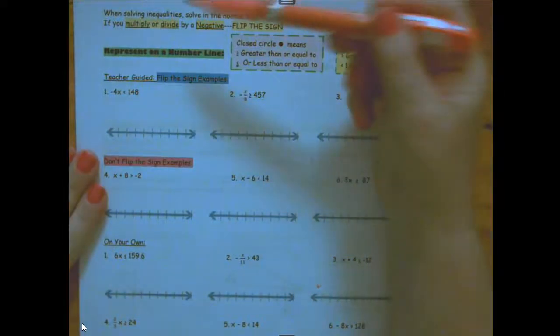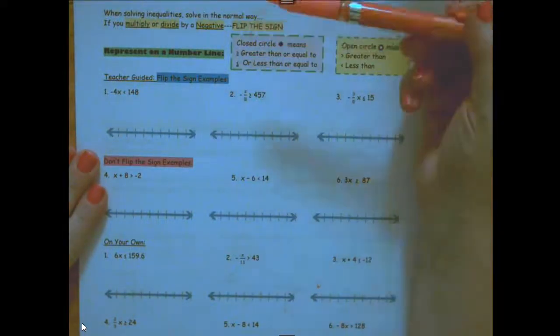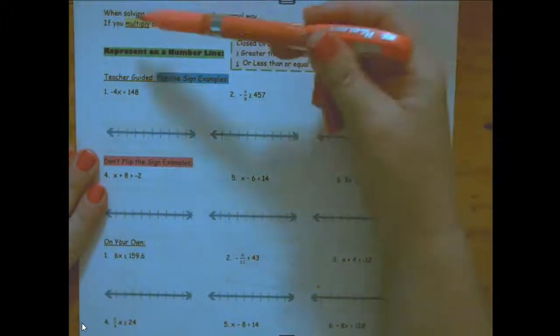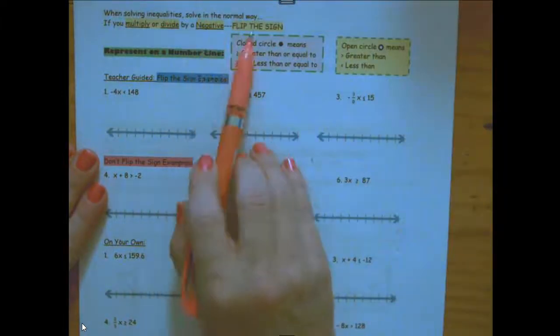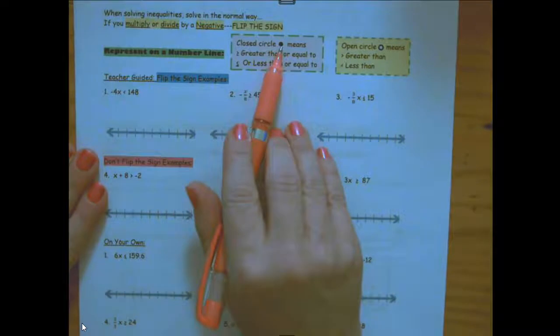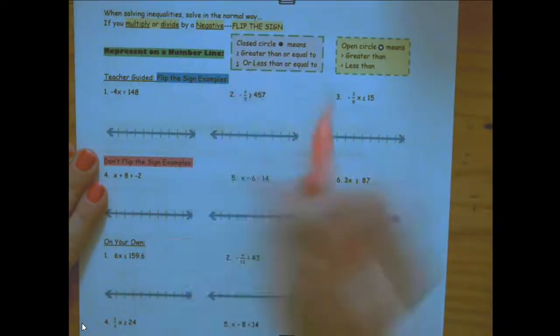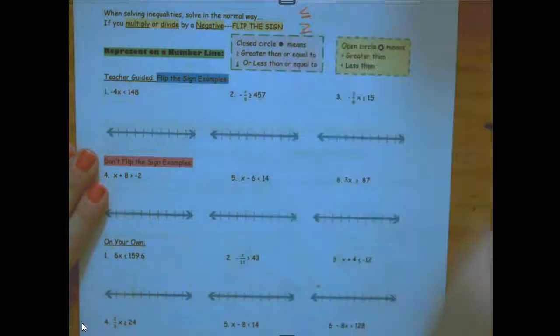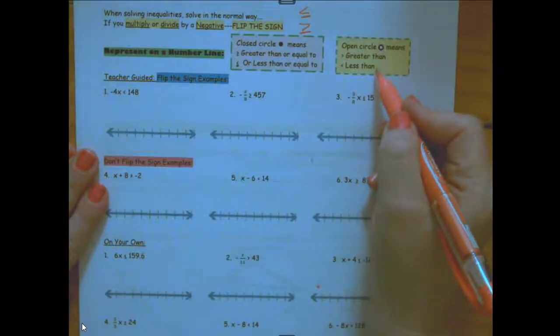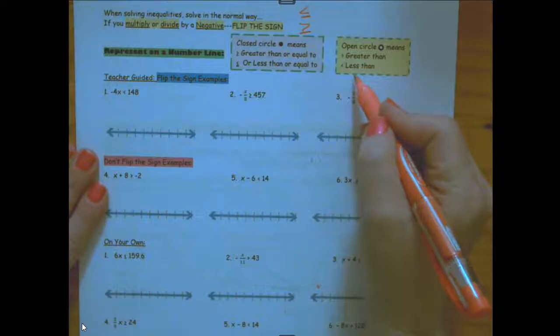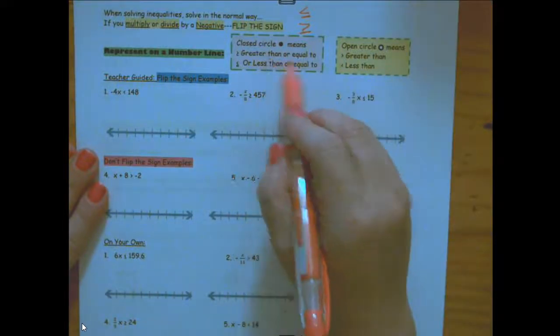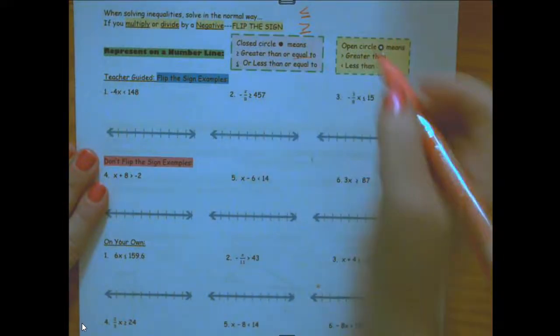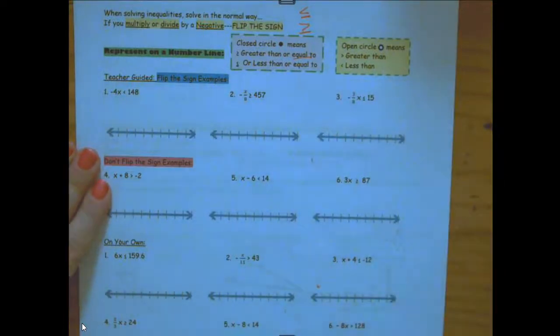When solving inequalities, solve in the normal way, just like we did with equations. If you multiply or divide by a negative, flip the sign. Closed circles mean greater than or equal to, or less than or equal to, that's these, with a line under it. Open circles mean greater than or less than. This is greater than or equal to, the equal to meaning that number is included.